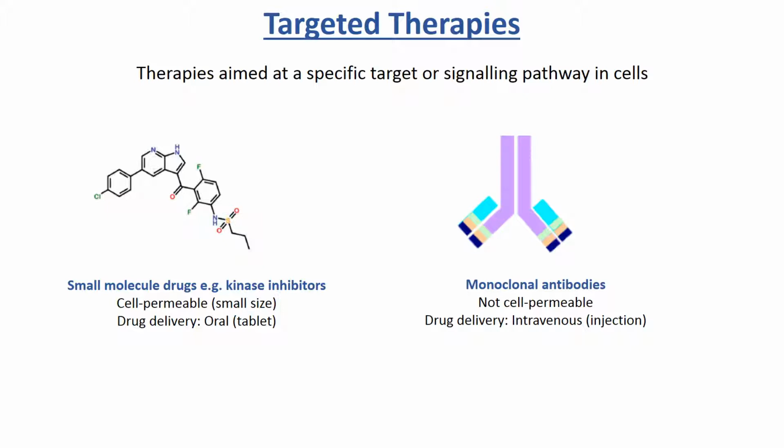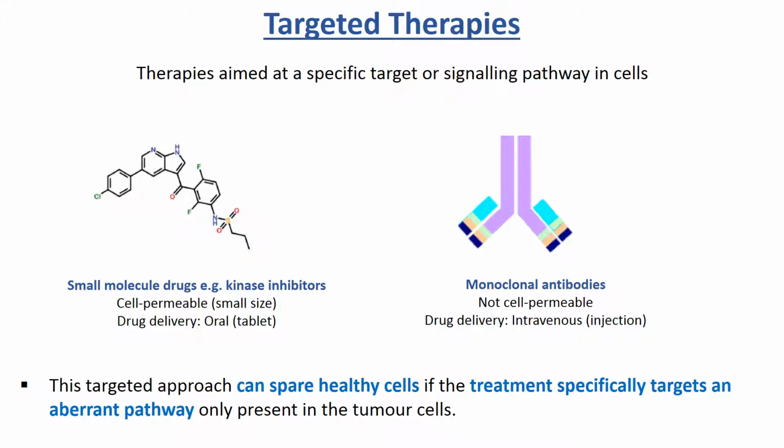In contrast, protein-based monoclonal antibodies cannot be taken orally, as they would be broken down by the acidic nature of the gastrointestinal tract. Furthermore, monoclonal antibodies are large protein structures and they are usually not cell permeable. A targeted approach using small molecule drugs or monoclonal antibodies can spare healthy cells if the treatment specifically targets an aberrant pathway only present in the tumour cells, as opposed to chemotherapy, which is administered systemically and harms both tumour cells and normal cells.